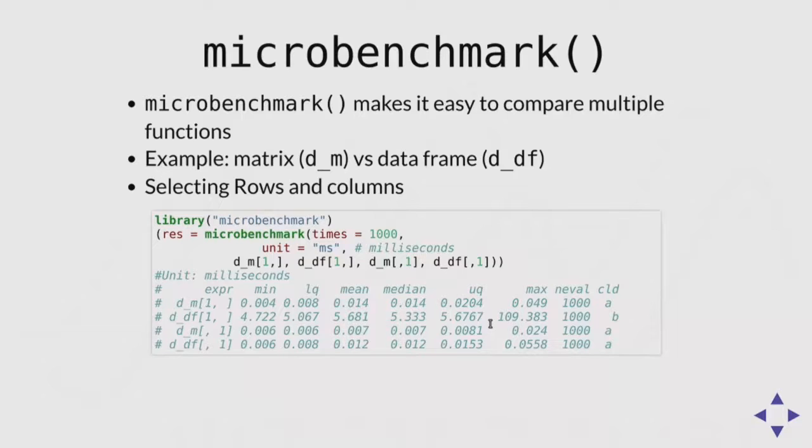Right? So selecting columns is more or less the same. Right? Matrices are slightly faster, but if you're worried about that sort of speed up, don't be using R. Selecting a row in a matrix is roughly the same as selecting a column, but selecting a row in a data frame is a real pain in the rear end. It's orders of magnitude slower.